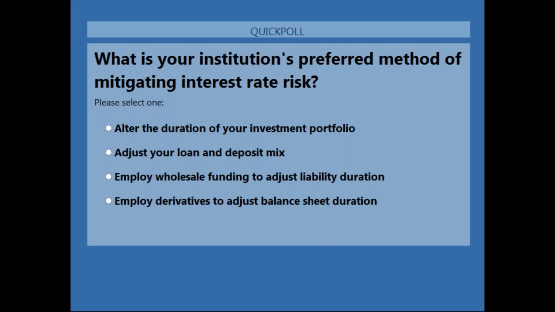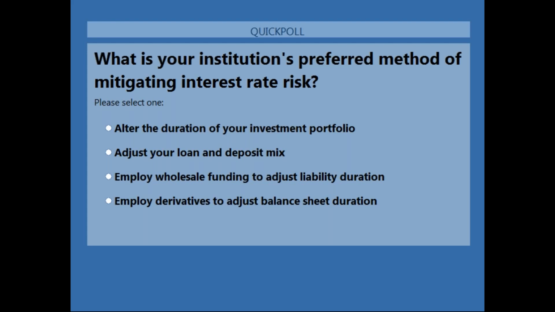You're going to mitigate interest rate risk by altering the duration of your investment portfolio, by adjusting your loan and deposit mix, by using wholesale funding, or by using derivatives. Which of the 4? Brett, we'll keep the polls open here about another 30 seconds. Sounds good, John. Let's give it another 5 seconds for the last-minute voters here, Brett.